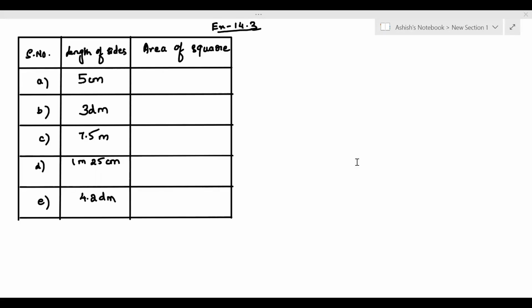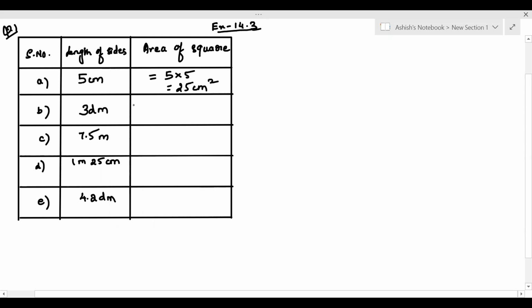Now let us start with exercise 14.3. Question number 1. In question number 1, the lengths of the sides of squares are given in parts A to E, with different measurements. We need to find the area of those squares. In the very first, we can see that the side of the square is 5 centimeter. And we know that the formula for area of a square is side into side. So 5 into 5 will become 25 centimeter square.